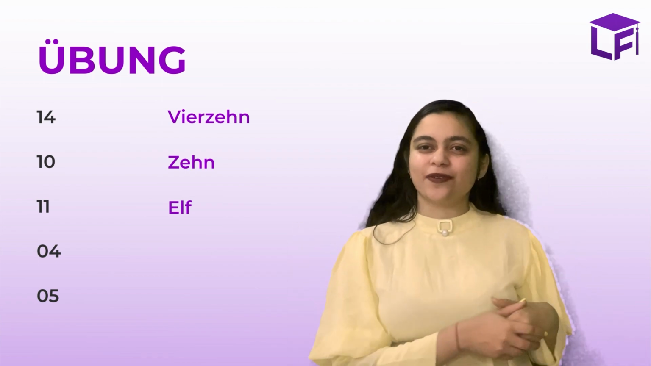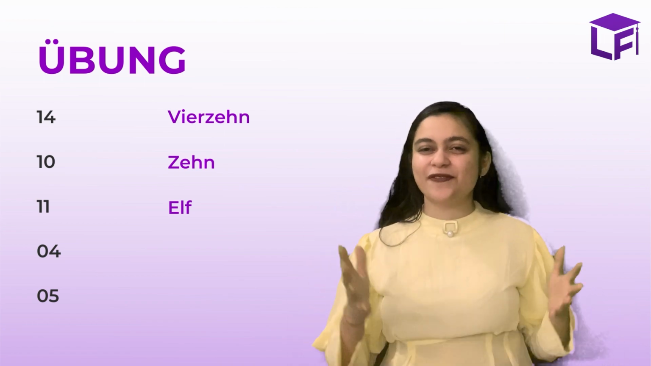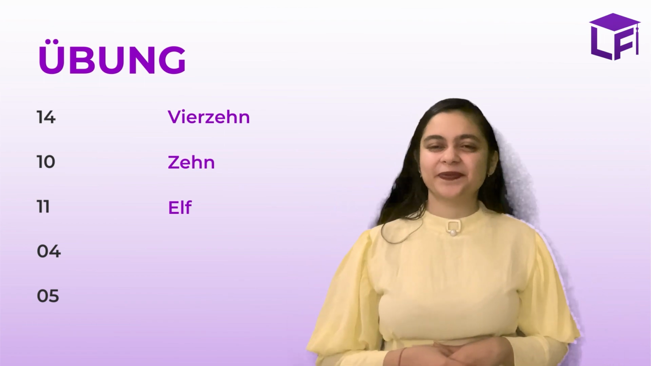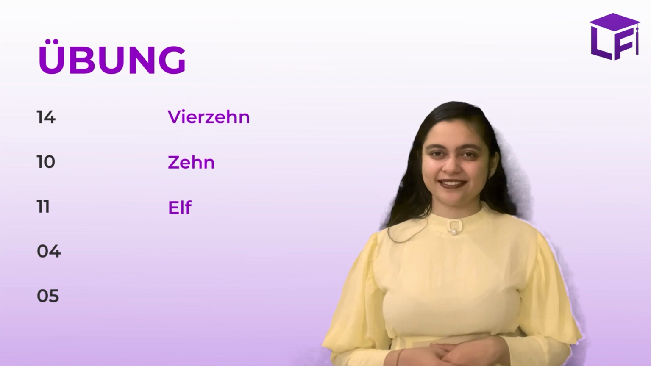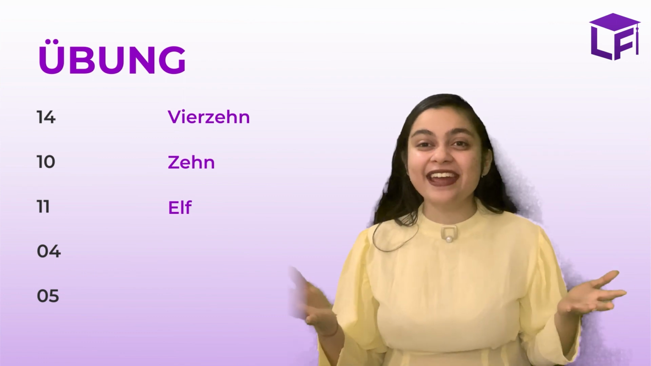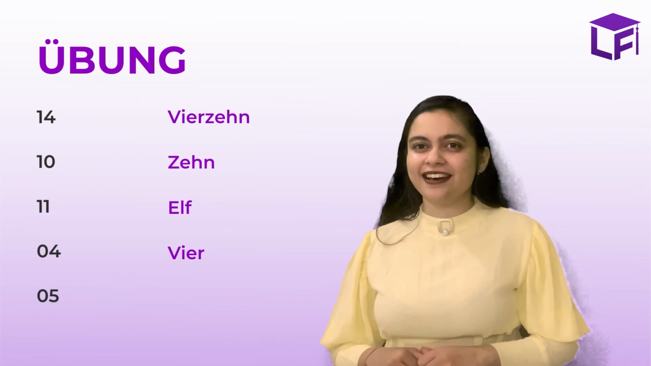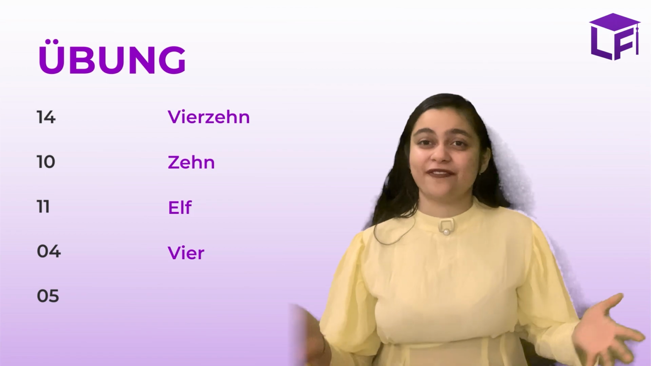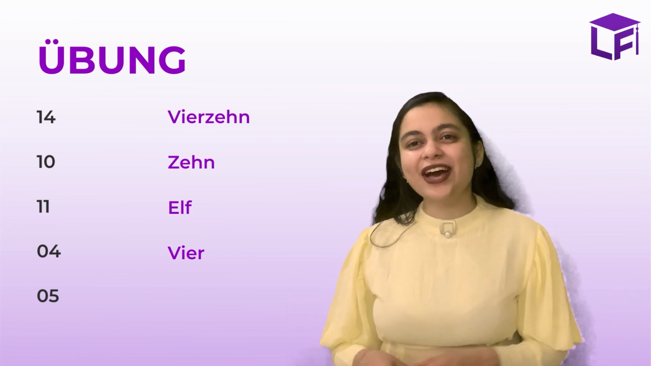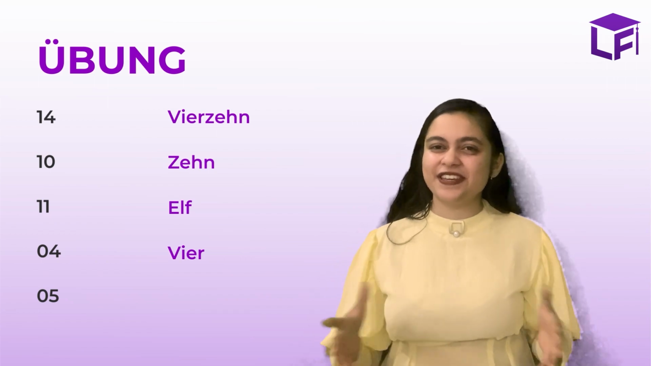For the ninth one we have, how do you say 4 in German? Okay, 4. That's great. You remember the pronunciation of V, huh? Very good. V in German is pronounced as V, which is why 4 is pronounced as vier.